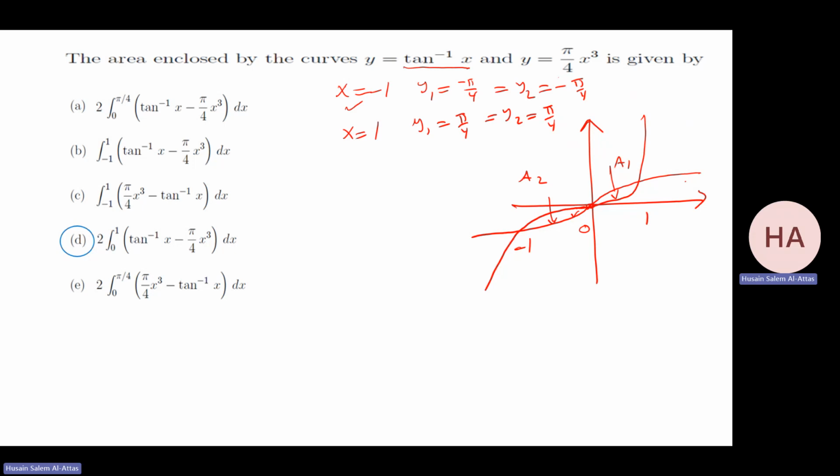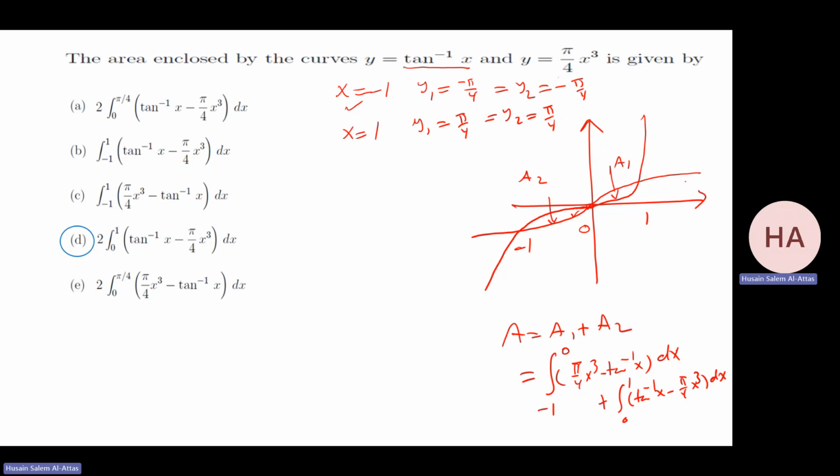Now, if you look at the answer, the area will be what? A1 plus A2, which is the integral from -1 to 0. Now I have the upper one is x cubed, minus the tan inverse. So I have the integral of pi over 4 x cubed minus the tan inverse of x dx, plus the integral from 0 to 1, the opposite: tan inverse of x minus 1 over pi over 3 x cubed dx.